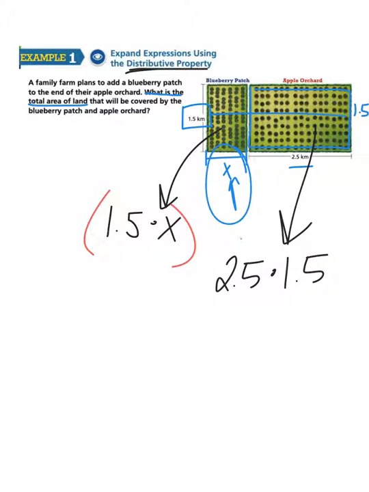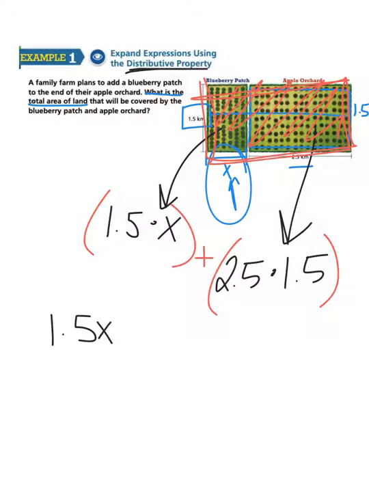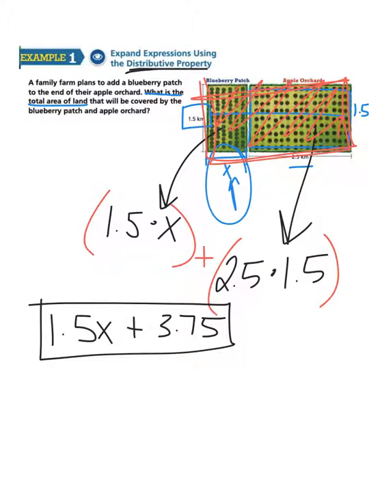If I look at these two sets of numbers, I know that to find the entire area, I would need to add them together. So my expression would look like 1.5x plus 2.5 times 1.5, which is 3.75. I cannot combine or make this any simpler or shorter because I don't know what x is yet. So what is the total area of land? 1.5x plus 3.75.